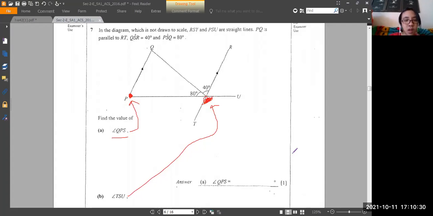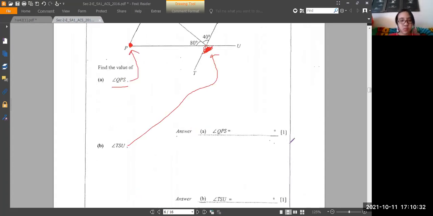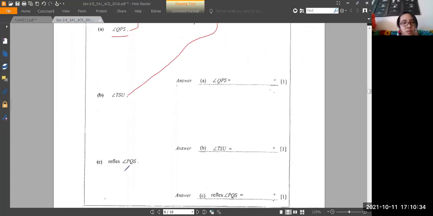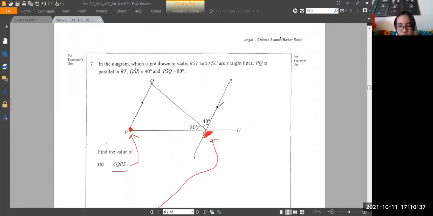Cannot. I need the bottom question. Yeah, last one, right? Okay, reflex or PQS. PQS, where's PQS? Let me find it. PQS. Reflex means this one.